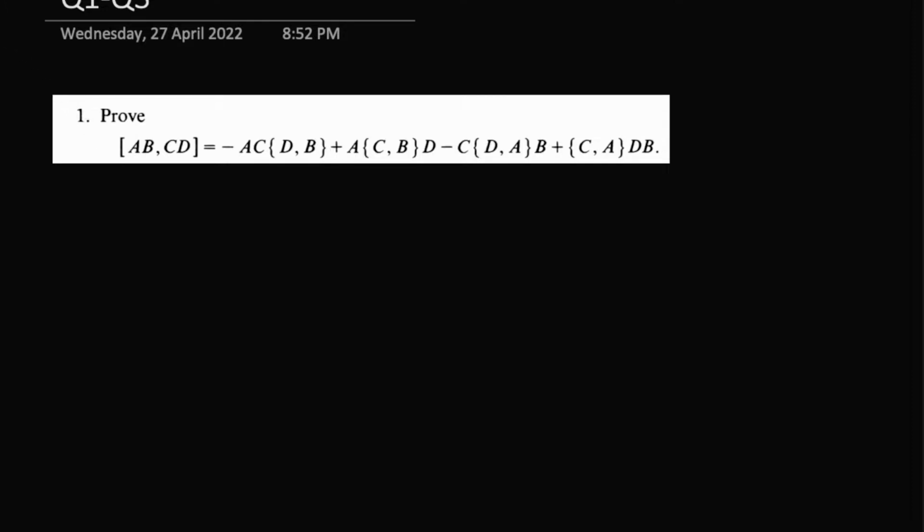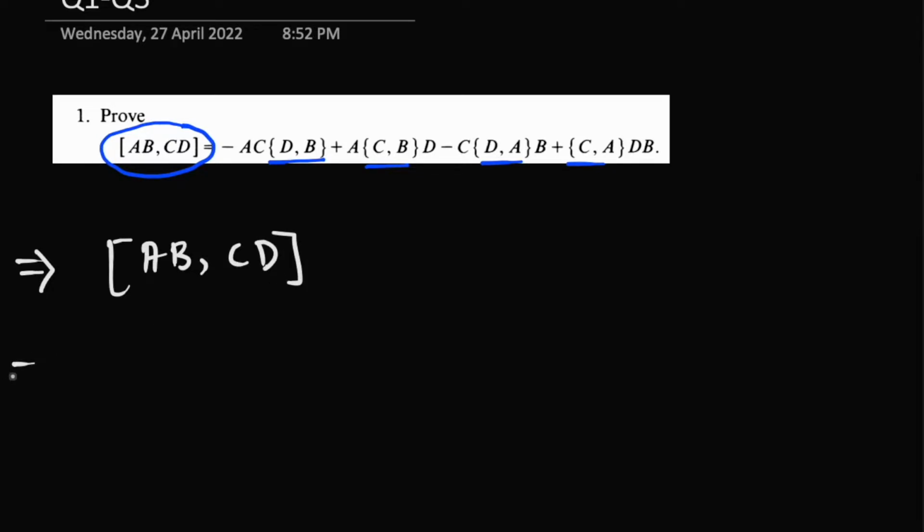So here in question 1, we are asked to prove, expressing this commutation relation by some anti-commutation relation. So let us do that. [A, B], comma, CD is equal to [AB, CD] equals ABCD minus CDAB.